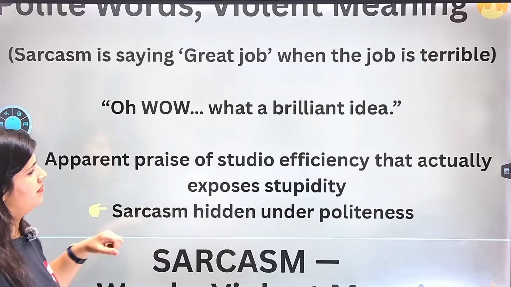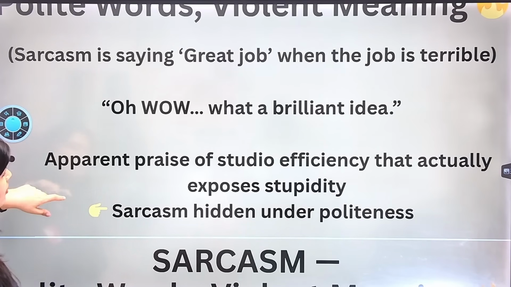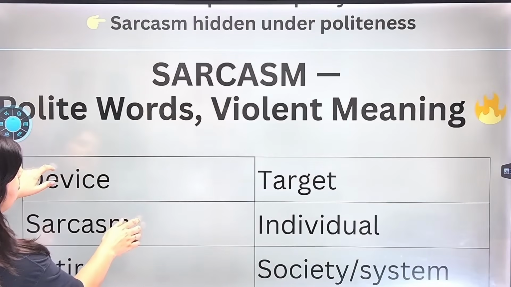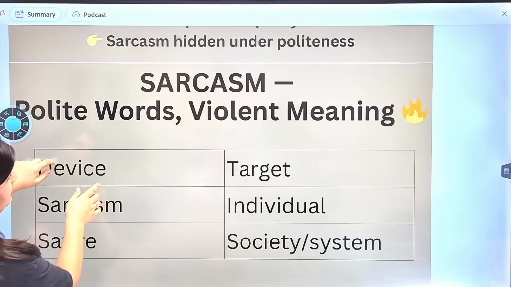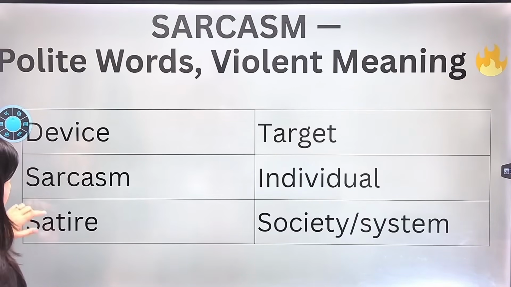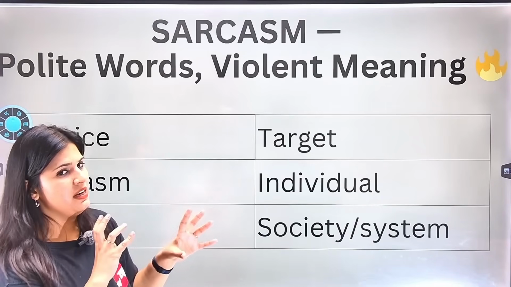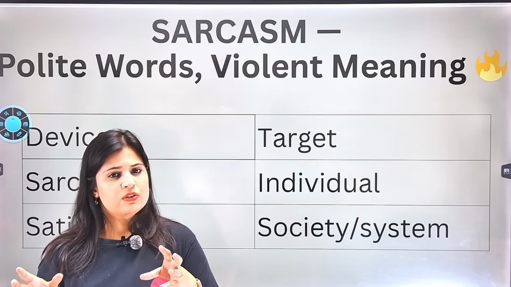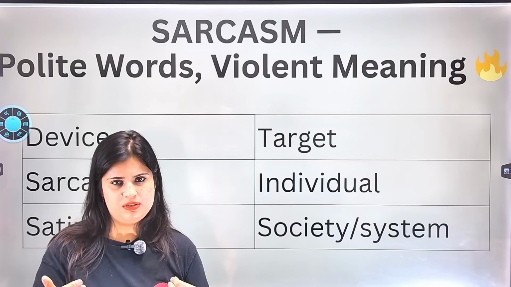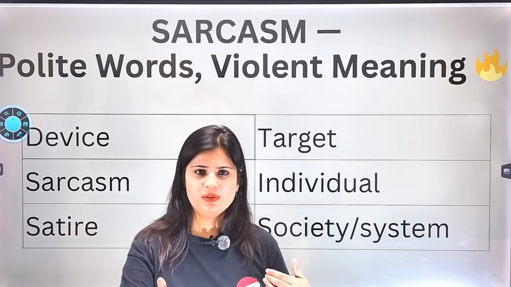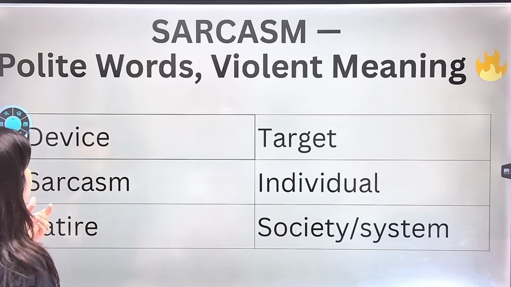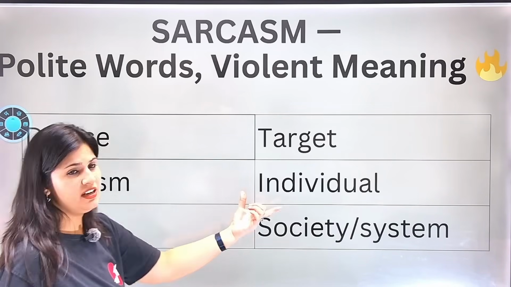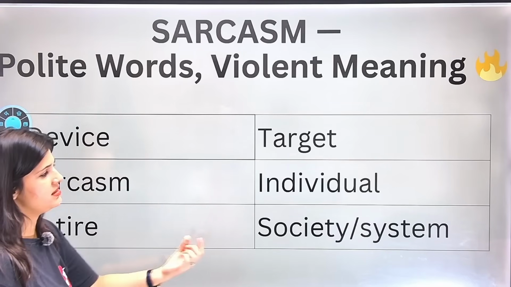Sarcasm hidden under politeness. So of course you are polite on the outside, but the meaning that you want to convey is violent, right? It is not polite at all. Now let me just try to make you understand that sarcasm is basically different from satire. Because satire maybe you are making fun of the other person. Sarcasm maybe you are making fun of the other person. Satire maybe. But here the target is different. In sarcasm it is individual, whereas in satire it is society.